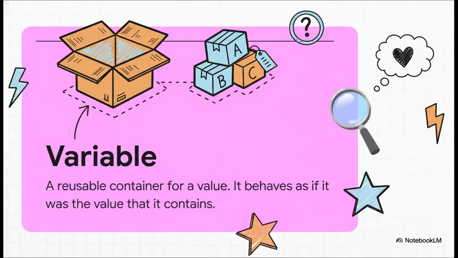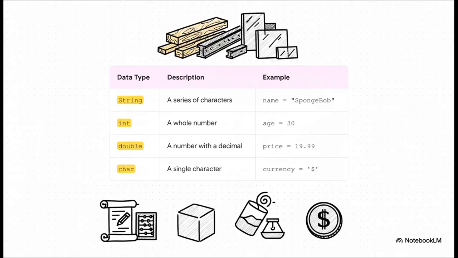Okay, the first and most important building block is something called a variable. The easiest way to think about it is just as a labeled box, a little container. You put a piece of information inside, give the box a name, and then whenever you need that info, you just call out the box's name. It's really that simple.